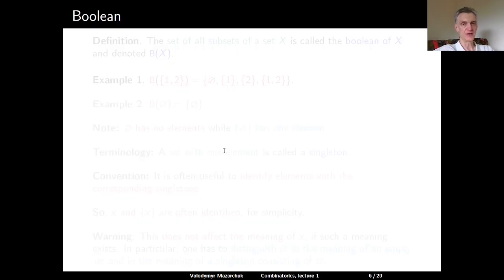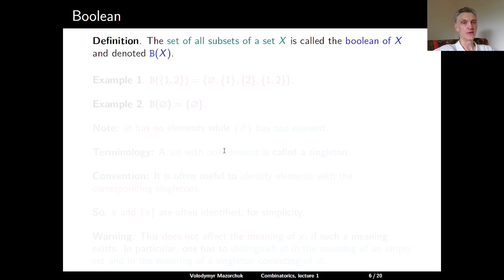Now we can define the notion of the Boolean of a set. Definition: the set of all subsets of a set X is called the Boolean of X and denoted B of X. For example, the Boolean of the set consisting of two elements 1 and 2 has four subsets: the empty set, the set with just 1, the set with just 2, and the whole set 1 and 2. Example 2: the Boolean of the empty set consists just of the empty set.